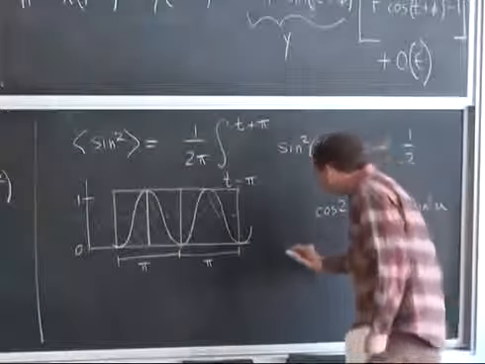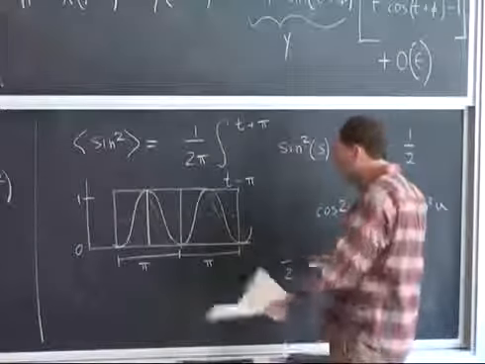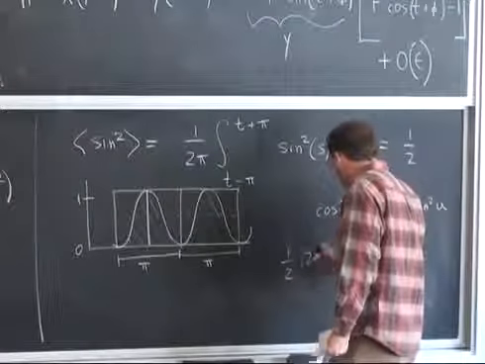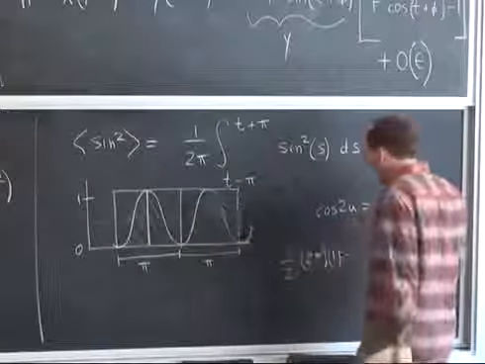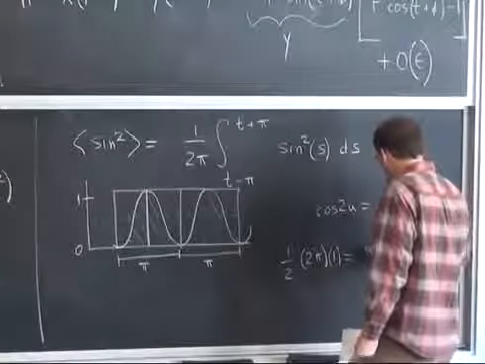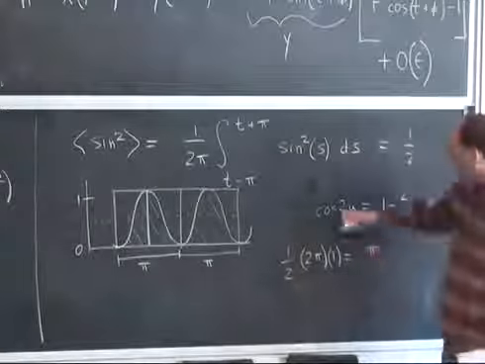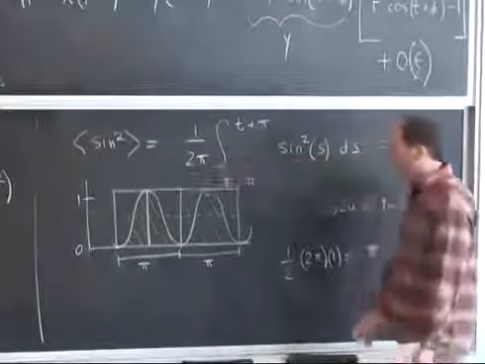So it's 1/2 the area of the whole box, which is 2 pi times the height, which is 1. So the area of this box, this integral of sine squared is pi, but then I'm dividing by 2 pi. So I'm getting a half.